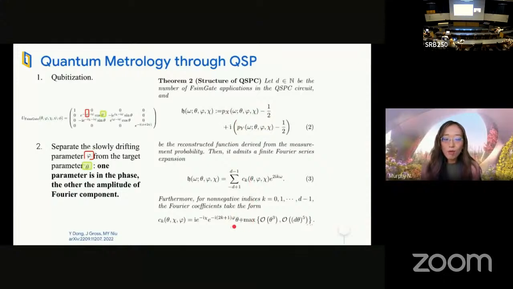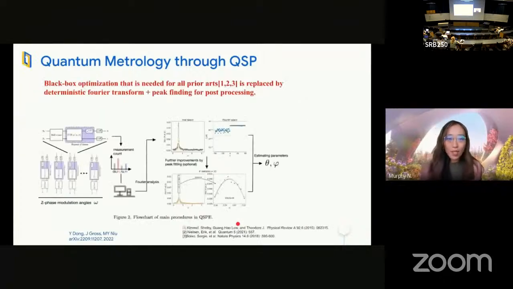We can have this really neat expression where the Fourier transform of this probability gives me a very simple function of the parameters I'd like to learn, where the amplitude of this Fourier transform gives me the theta angle, and the phase gives me the phi angle. In this way, we completely diagonalize the 2 interdependent parameters theta and phi. So that drift in phi does not really affect theta that much.